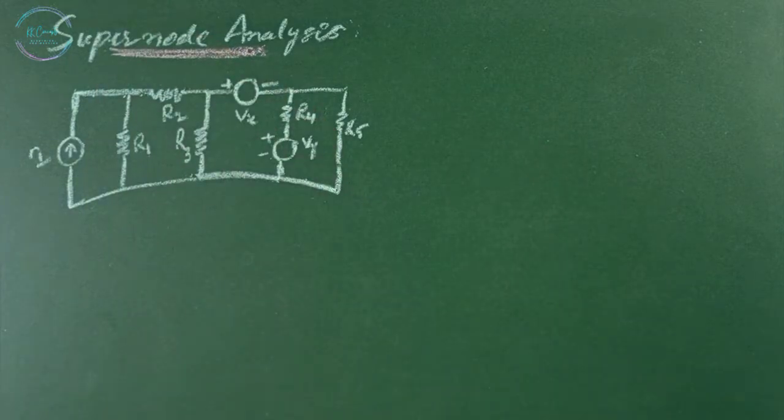Supernode analysis. Suppose any of the branches in the network has a voltage source, then it is slightly difficult to apply nodal analysis. One way to overcome this difficulty is to apply the supernode technique. In this method, the two adjacent nodes that are connected by a voltage source are reduced to a single node, and then equations are formed by applying KCL as usual.